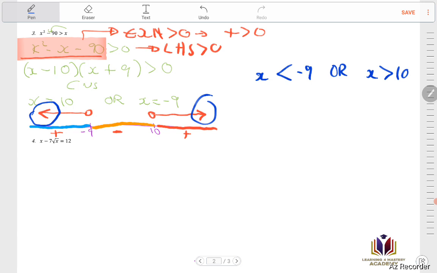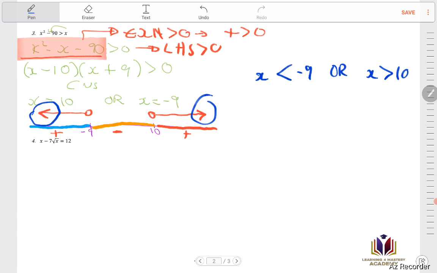Meaning, if you pick any number that is less than -9 or greater than 10, and you substitute it into the expression, it will be greater than 0. Okay, I believe that I have over explained this. I hope that you understand it.